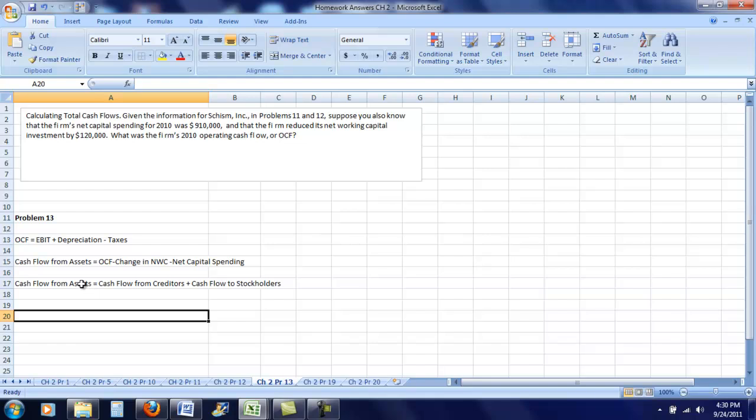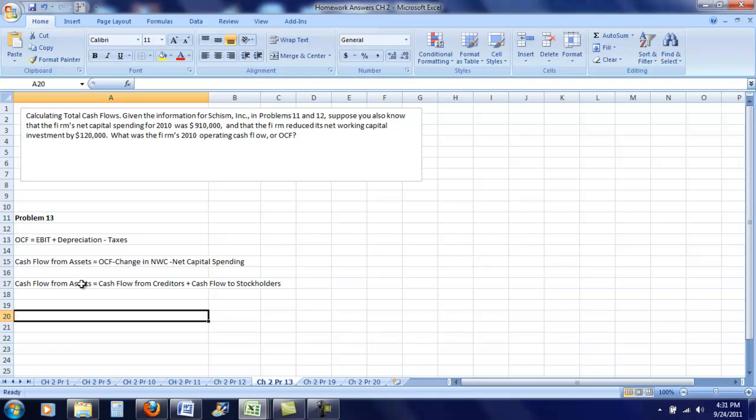So if we look back at our previous work, we know that operating cash flow is EBIT plus depreciation minus taxes. You're saying to yourself, I don't have any of those numbers. So how do I solve this? Well, we need to remember these other formulas. Cash flow from assets equals operating cash flow minus change in net working capital minus net capital spending. So with this formula, and the information from problems 11 and 12, we can now solve for this equation.